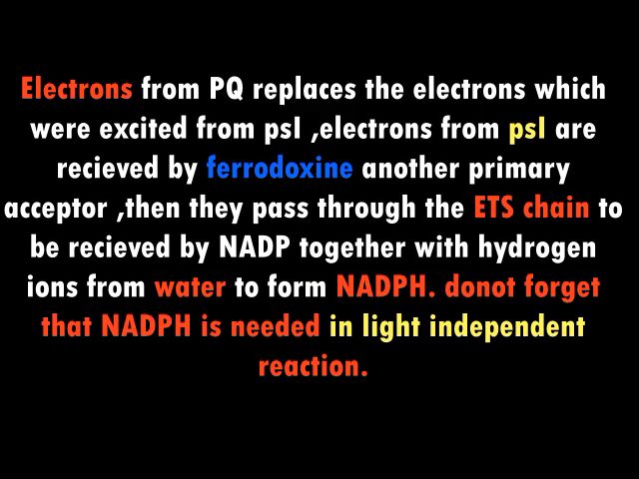Now the electrons of photosystem 1, as they are raising their energy level, are going to be received by what we call ferredoxin as another primary electron acceptor. Now from ferredoxin, those electrons are going to be passed through the electron transport system of the cytochromes to be added to what we call the NADP.